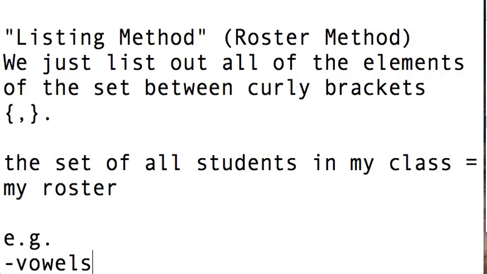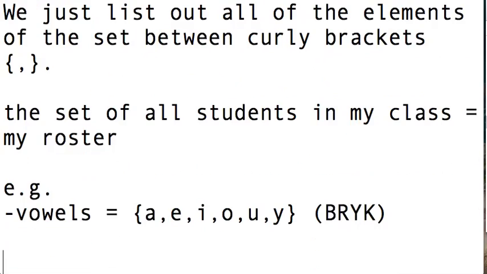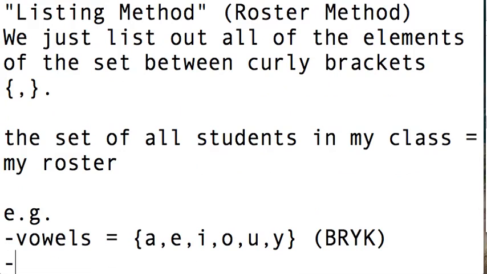Anyways, here are some examples of using the roster method, or the listing method. For example, the vowels, we can write them as A, E, I, O, U, Y. We better include Y because otherwise my last name, Breik, does not have a vowel in it, so Y had better be a vowel. But see, I just list them out.